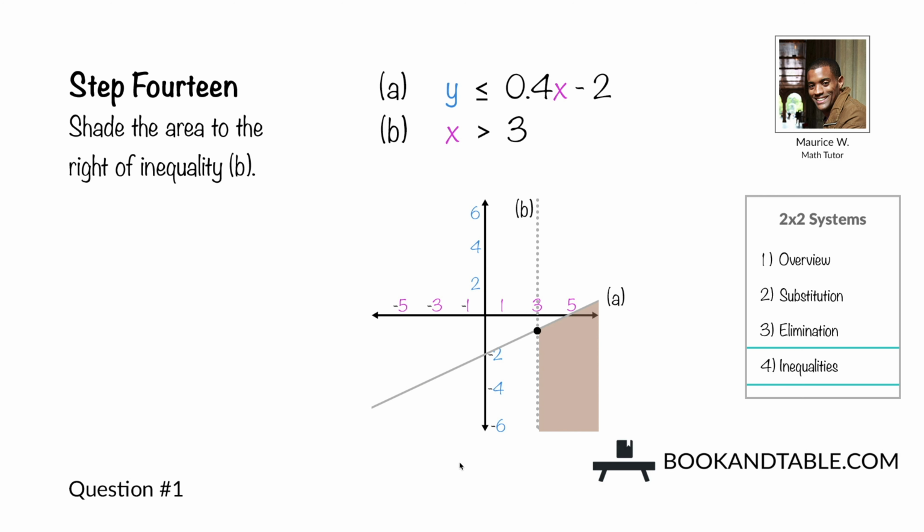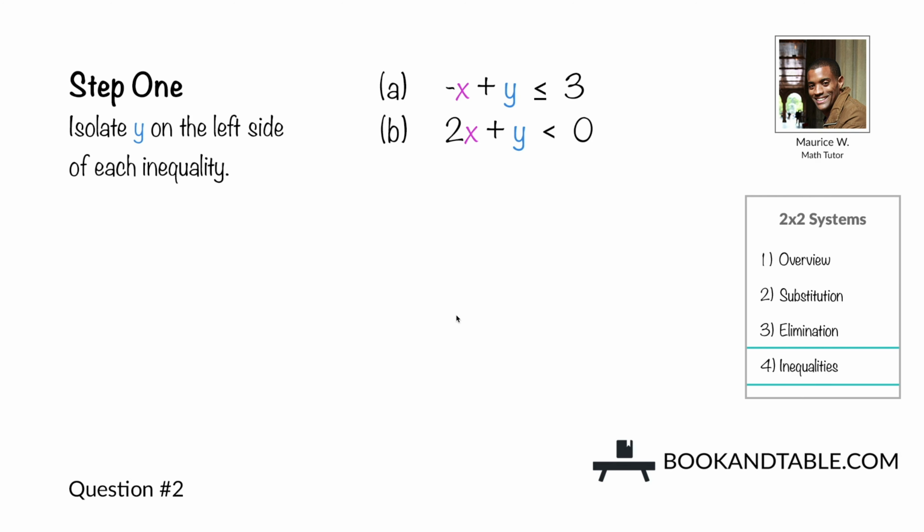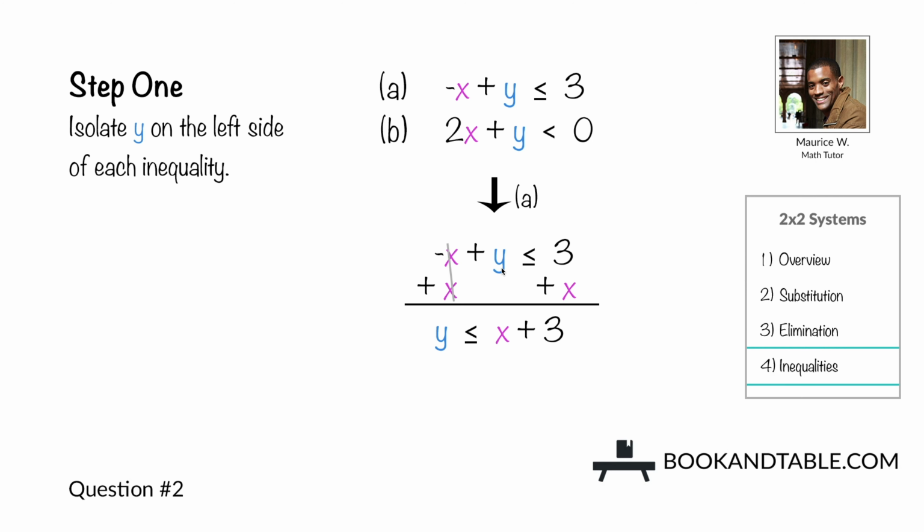So let's have a look at question number 2. Inequality A, negative x plus y is less than or equal to 3. Inequality B, 2x plus y is less than 0. So step 1, isolate y on the left side of each inequality. So starting with A, we want to add x to both sides, giving us y is less than or equal to x plus 3. So we'll rewrite inequality A with this expression.